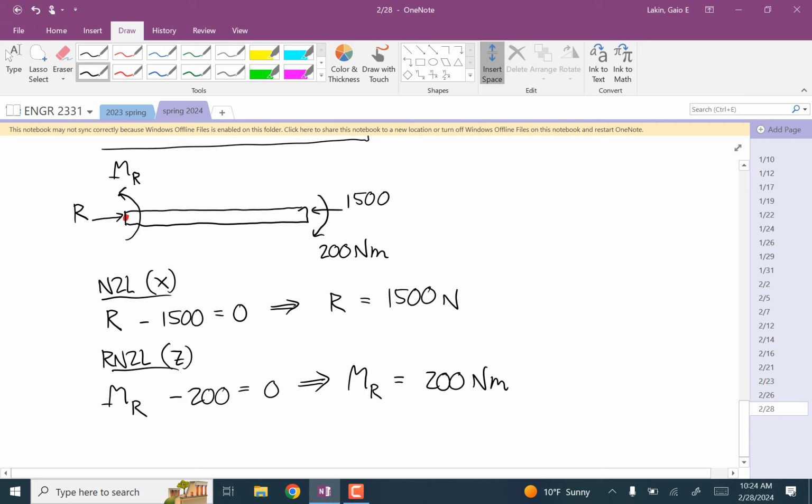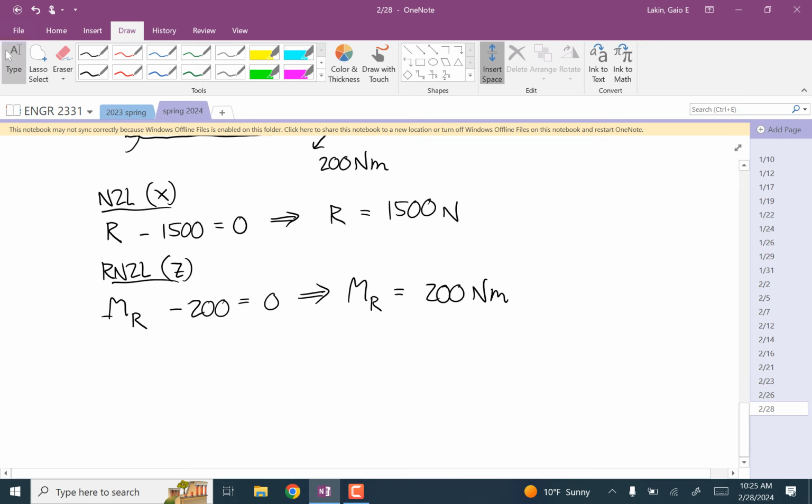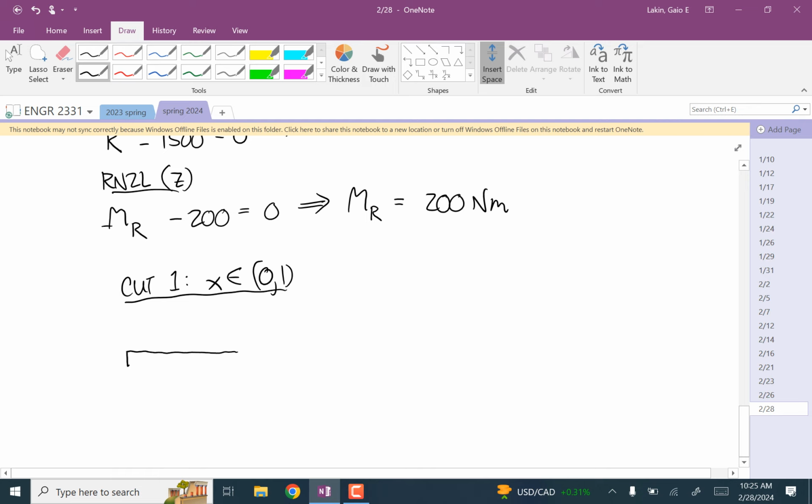And now we can do our cuts. How many cuts do we need? Just one, yep. So cut 1 is valid for x's all the way from 0 to 1. We have over here a force of 1500 and a couple of 200. And over here we have a tension and a bending moment.